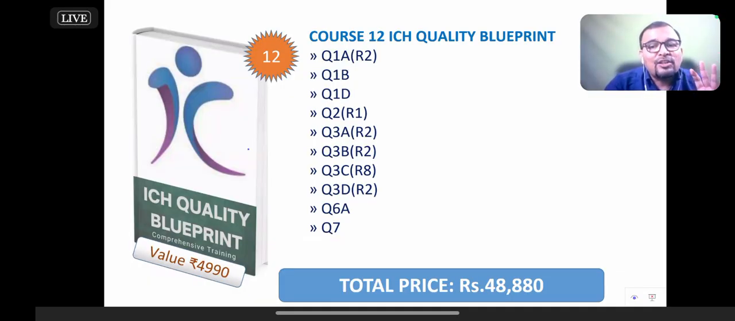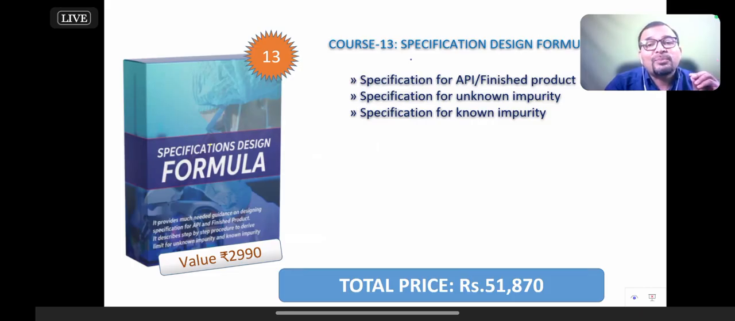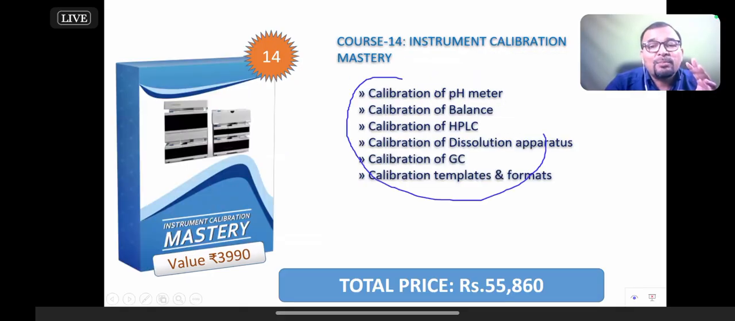The course number 13 talks about how one can design the specification for your product. It could be intermediate, raw material, finished product, US FDA, for European countries or for WHO. So all that will be discussed in the course number 13. The course number 14 talks about the instruments calibration part, and I will give the template, report, protocol, everything for calibration.